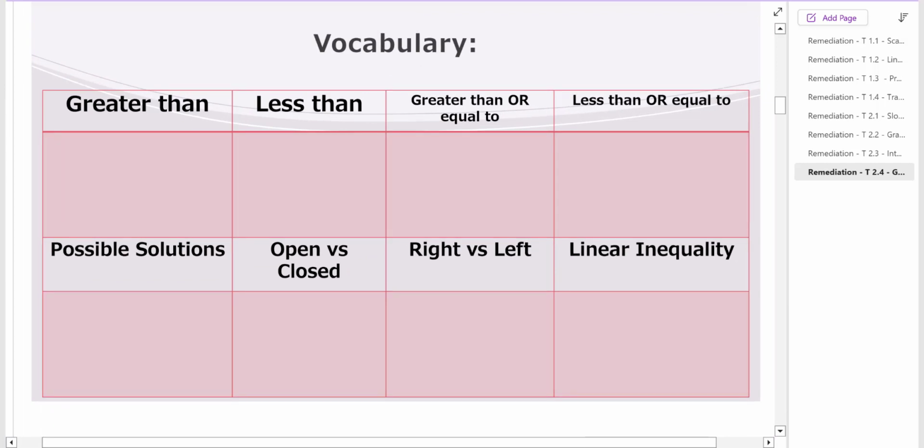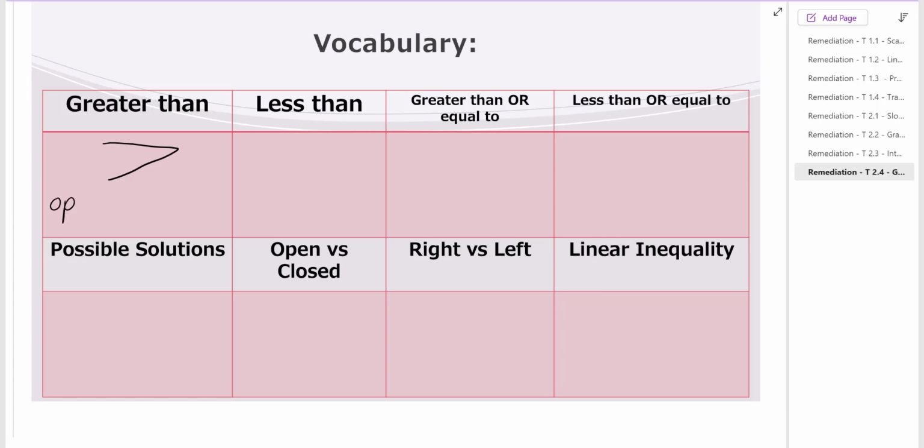Okay. So the vocab is greater than, which is this symbol. The greater than symbol is open and to the right. Less than is this direction. It's open and left. This can be above. Left would be below.